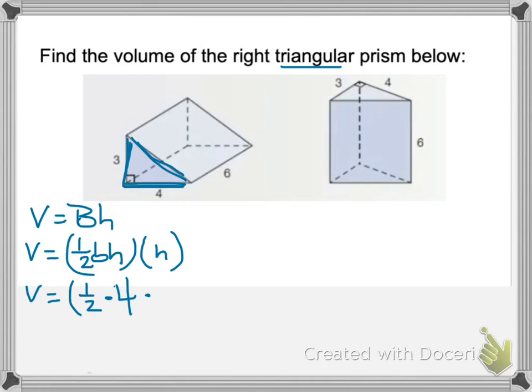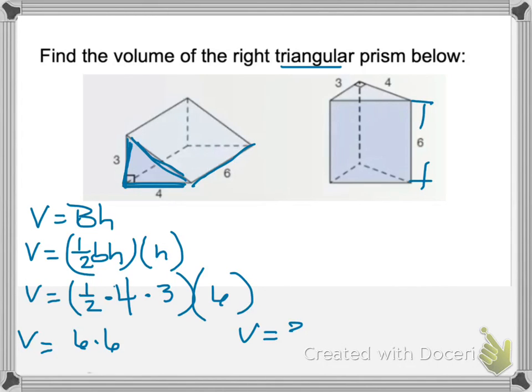My height on this base is 3 times the height of the whole object. That is 6, right? 6 units. So we're just going to multiply all these together. 1/2 of 4 is 2. 2 times 3 is 6 times my height of 6. My volume will be 36 units cubed.